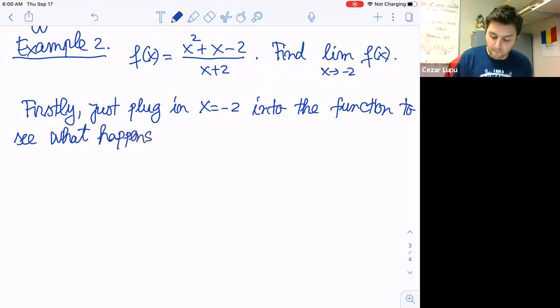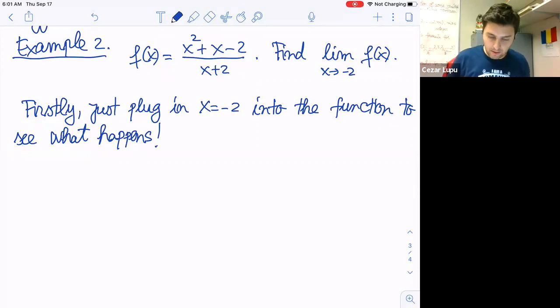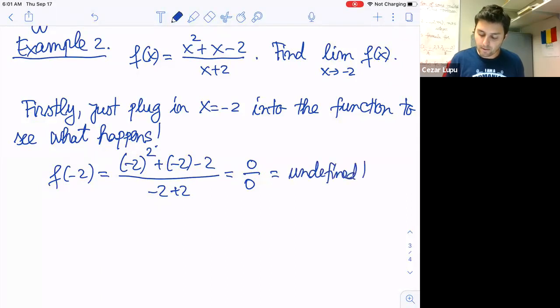That is a first concern. Always, when we deal with limits of functions from now on, you're asked to find the limit as x approaches something, then you evaluate that function at that point to see what happens. And you will see what happens, and I'm just gonna show you. So let's say f of -2 will be, well, if you look at it, -2 squared plus -2 minus 2 over -2 plus 2. And guess what? This will be 4 minus 4, which will be 0 over 0. It's undefined. Wow.